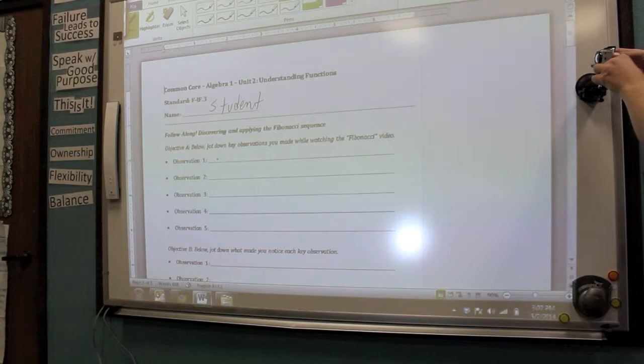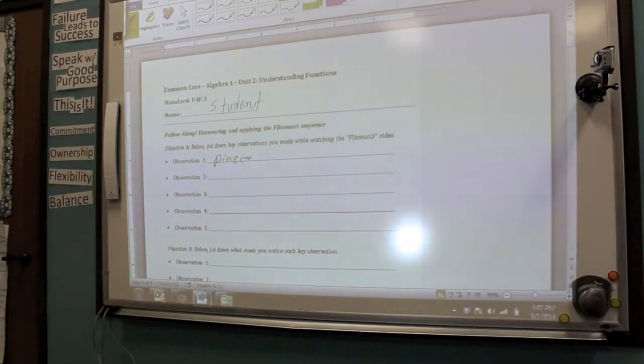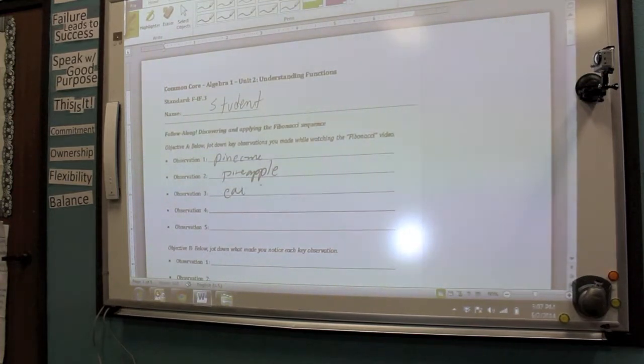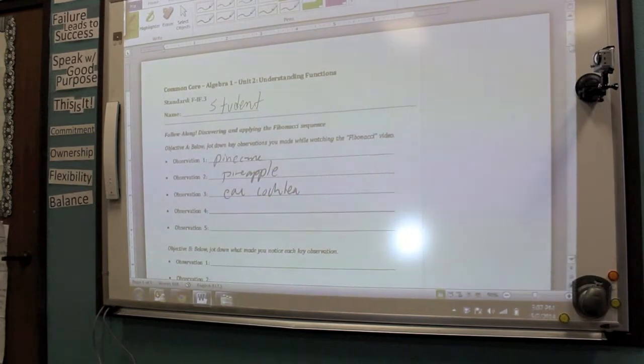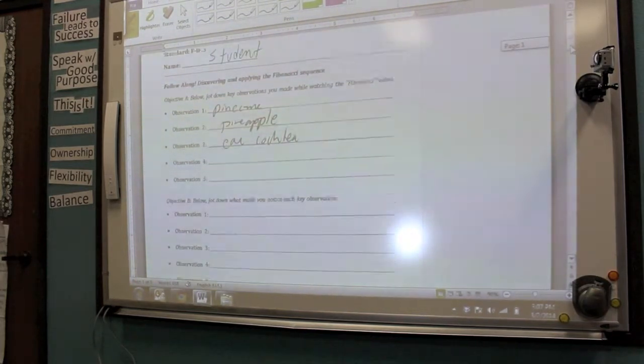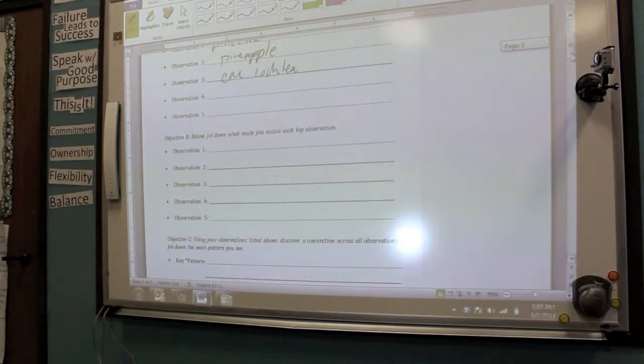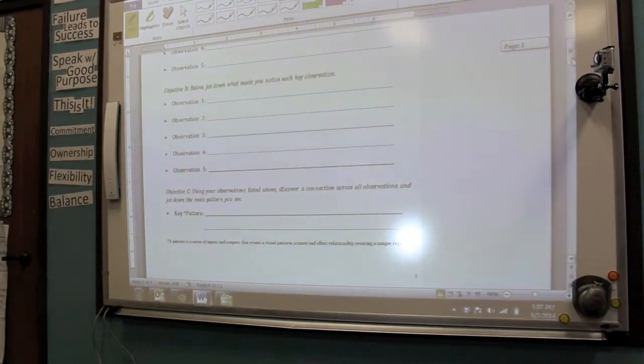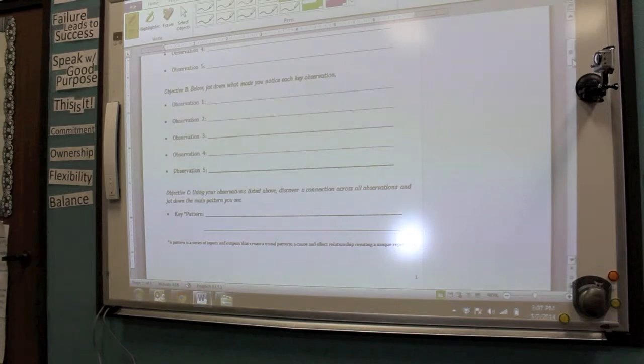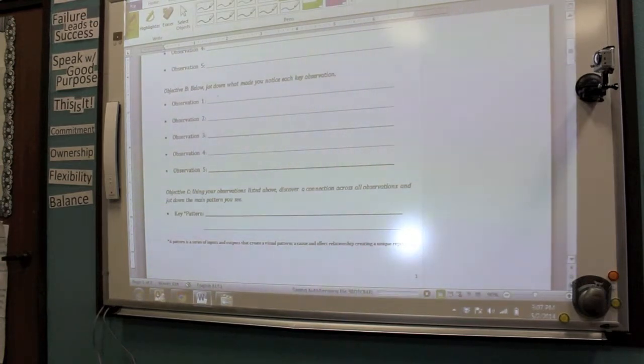Students will then be writing down possible observations of a pine cone, maybe a pineapple, certain ear cochlea. After a certain point, the teacher will then ask the students to make any observations. So this could be a chance for students to say the spiral gets bigger, maybe.